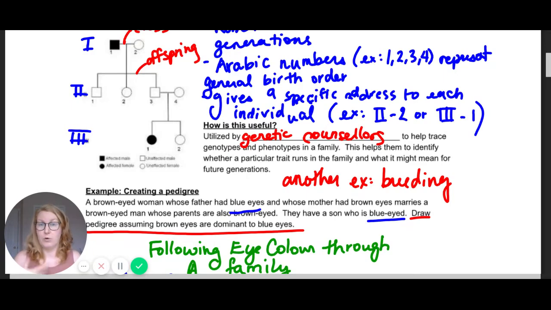You yourself might worry that you have a genetic condition. You would also use a genetic counselor for that. So that's just a career thing that you can think about.